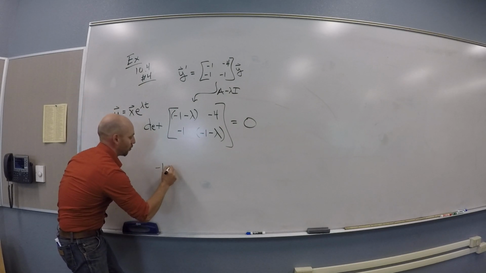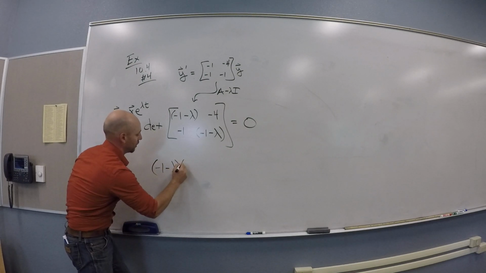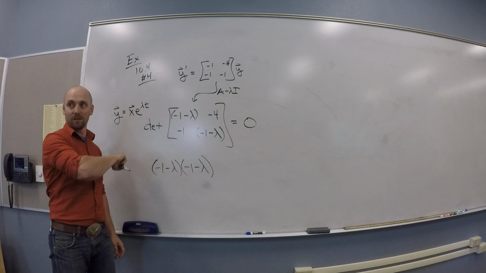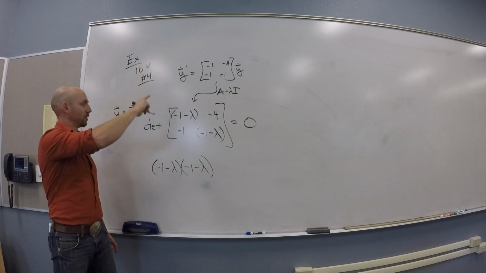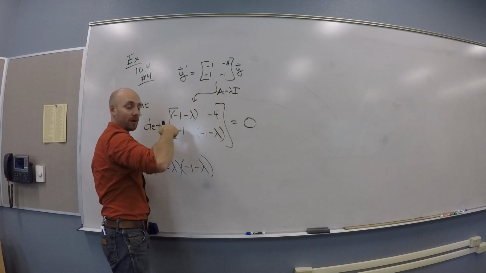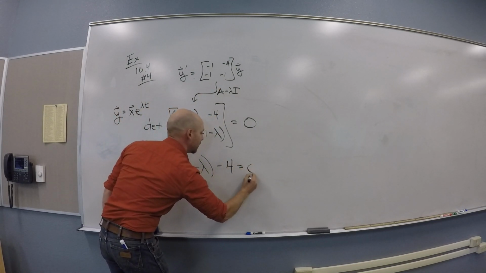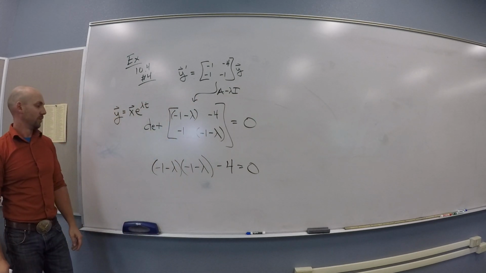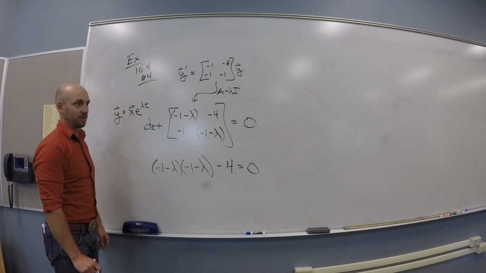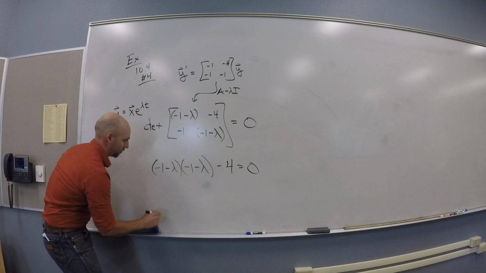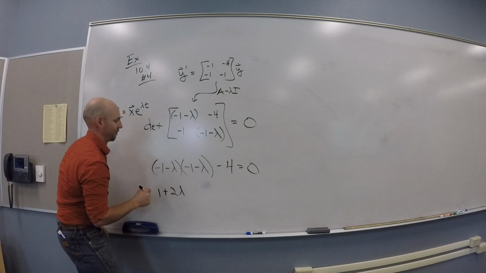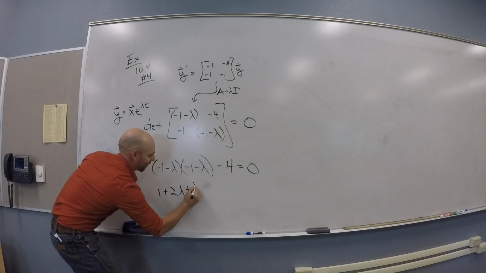So I have minus 1 minus lambda times minus 1 minus lambda. Then minus 1 times minus 4 would be plus 4, and then I'm subtracting it, so I have minus 4 is 0. Foiling: 1 plus 2 lambda, plus lambda squared.